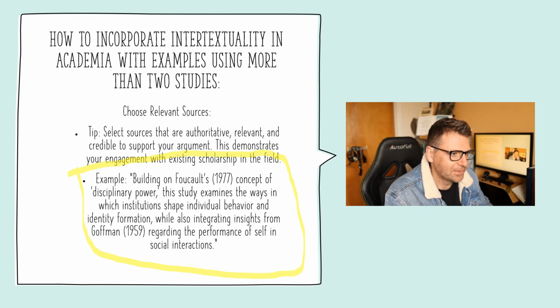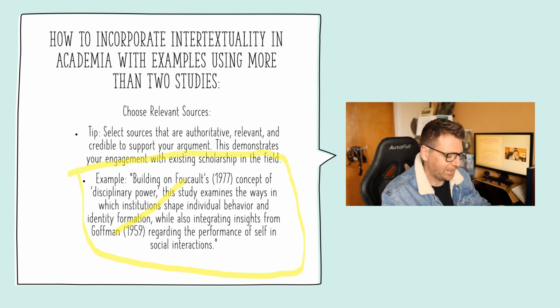Look at this. Building on Foucault's 1997 concept of disciplinary power, this study, now this is your study, examines the ways in which institutions shape individual behavior and identity formation, while also integrating insights from Goffman. There's your second study. So look, you're doing a bit of cross-pollination here. These two, they've just met, they're having a great time, regarding the performance of self in social interactions. So that's a great example, okay?